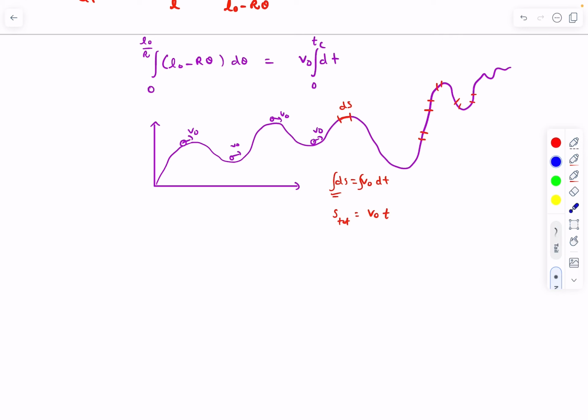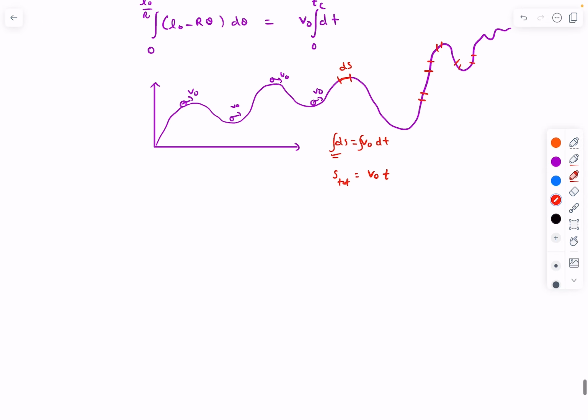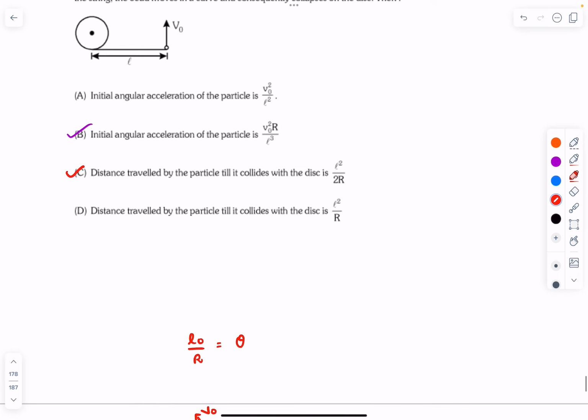So distance is pretty simple. It does not matter what the curve actually is. As long as the speed is constant, it is speed into time. So if you observe on the right hand side, it's just that particular integral, speed into time. The LHS is the distance that we're looking for. So if I integrate this expression, you'll get the answer as L naught square by 2r equals v naught into t, which is the distance. So the answer will be B and C for this question. Now let's move on to the next one.